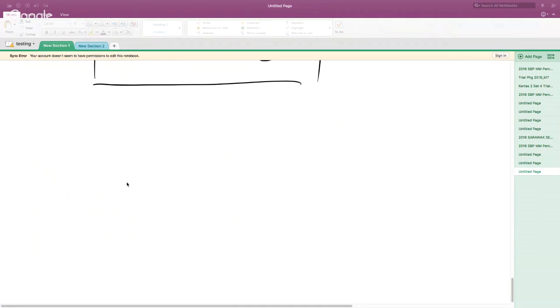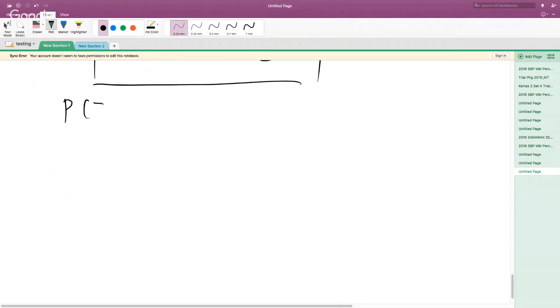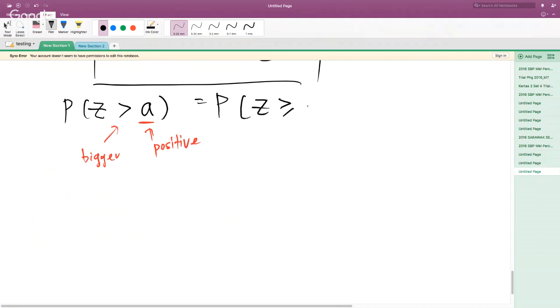When you start to find a value from the table, you have to get something like z must be bigger than a positive value. This a must be a positive value, and this symbol must be bigger. Then only can you find it from your table. And in this topic, z bigger or equal makes no difference. Only in probability distribution does it make no difference. This is the first information you need to understand.